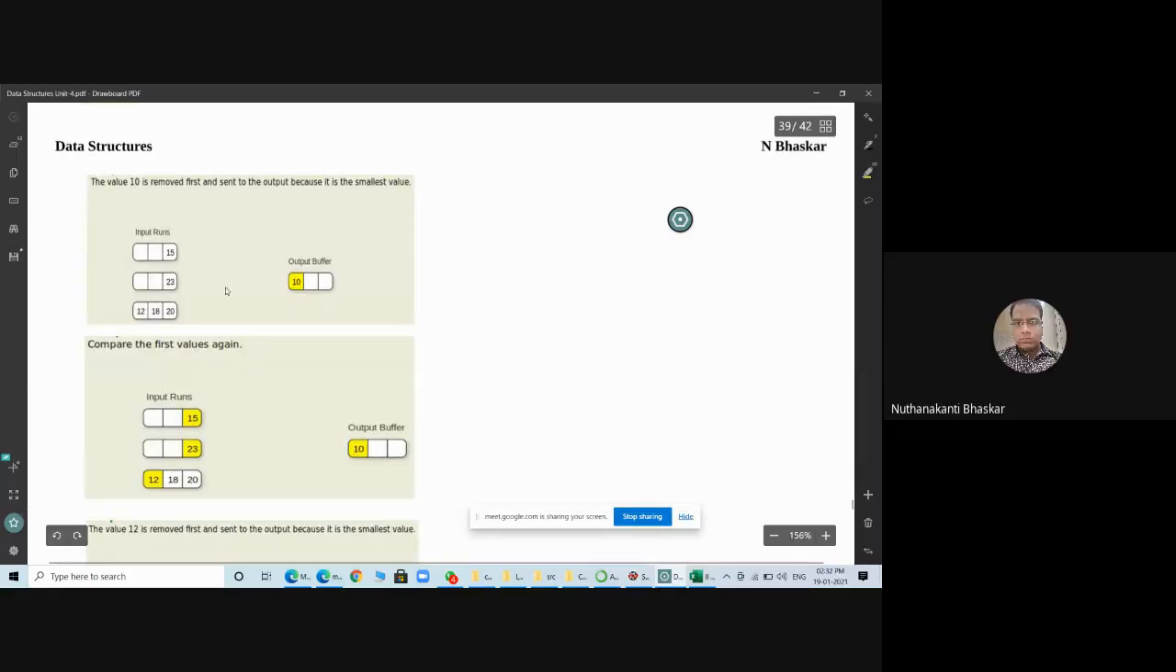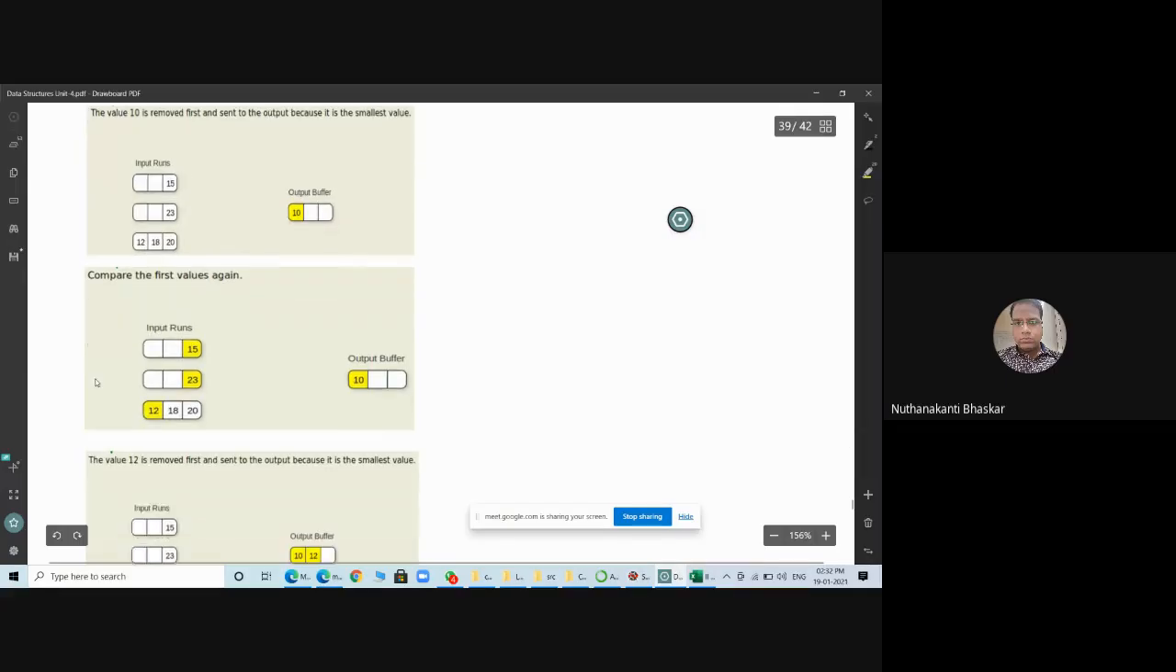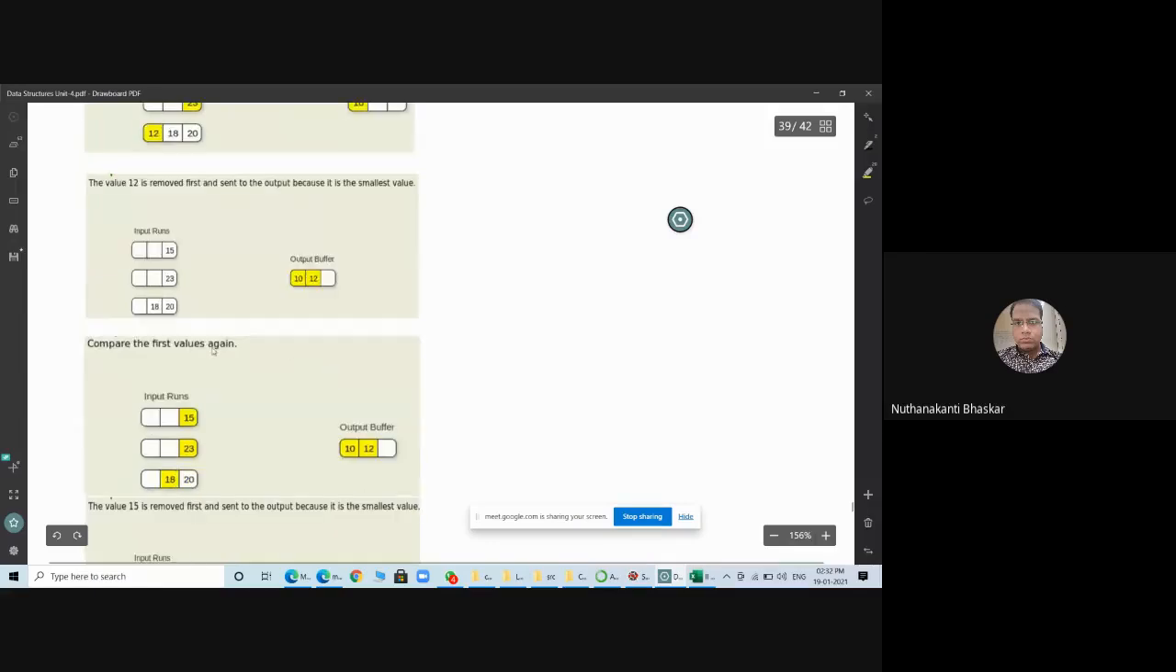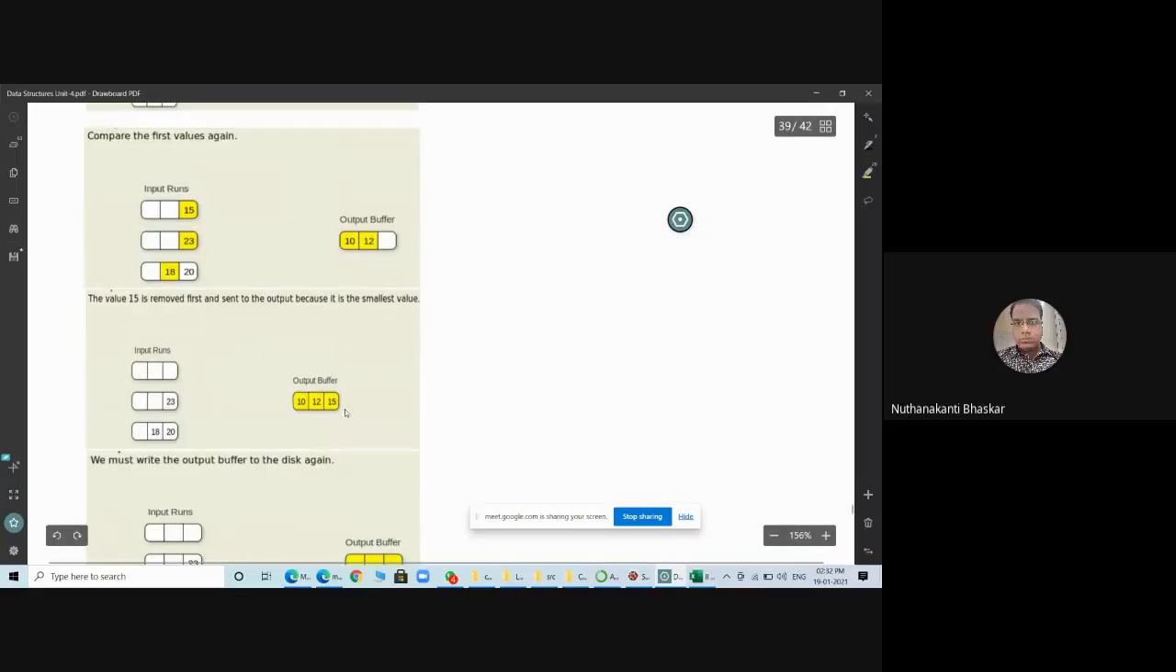Again, we need to compare the first element of all these chunks. 15, 23, 12. Which is the smallest? 12. 12 is stored into the buffer. Again, 15, 23, 18. Which is the smallest? 15. Then that is stored into the buffer. Yes, this buffer is also full.